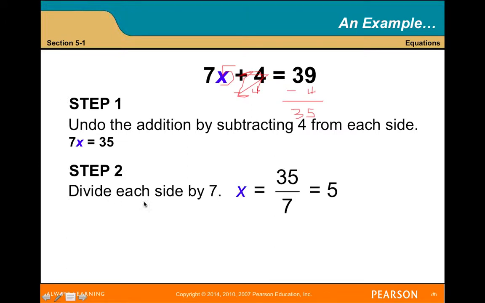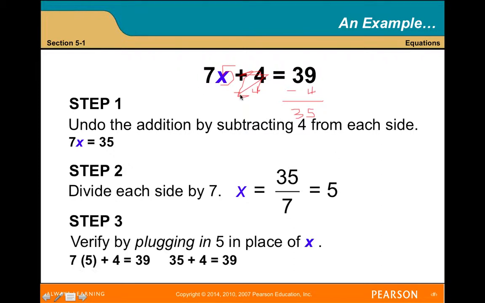The second step is to divide each side by 7 to get the x on its own. So then the example is telling you to divide 7x by 7 to get rid of the x. Divide 35 by 7 to get 5. But we just did it the shortcut way. And the third step is to verify by plugging in 5 in place of x. So 7 times 5 is 35 plus 4 is 39, and it works.